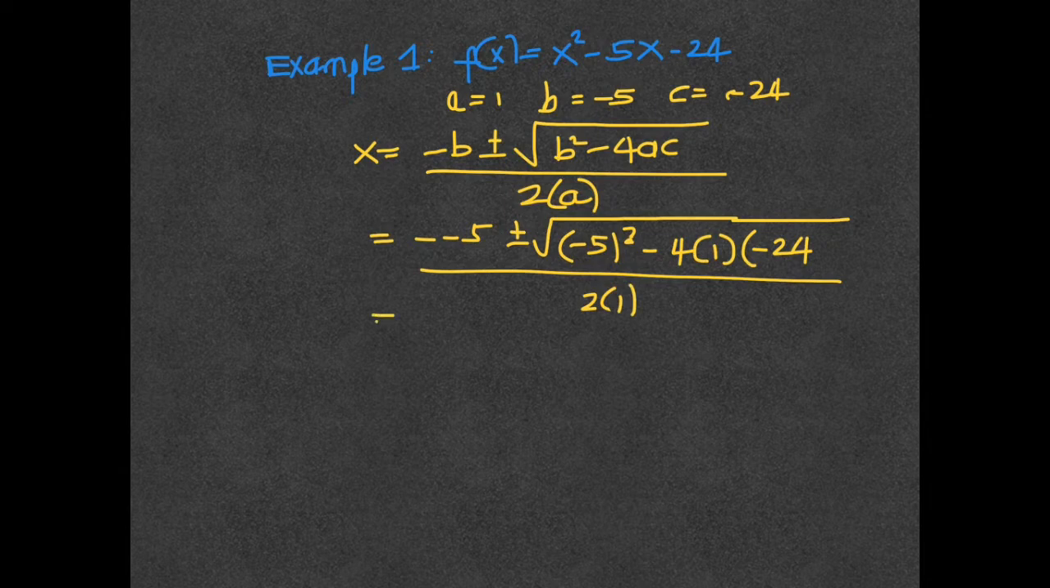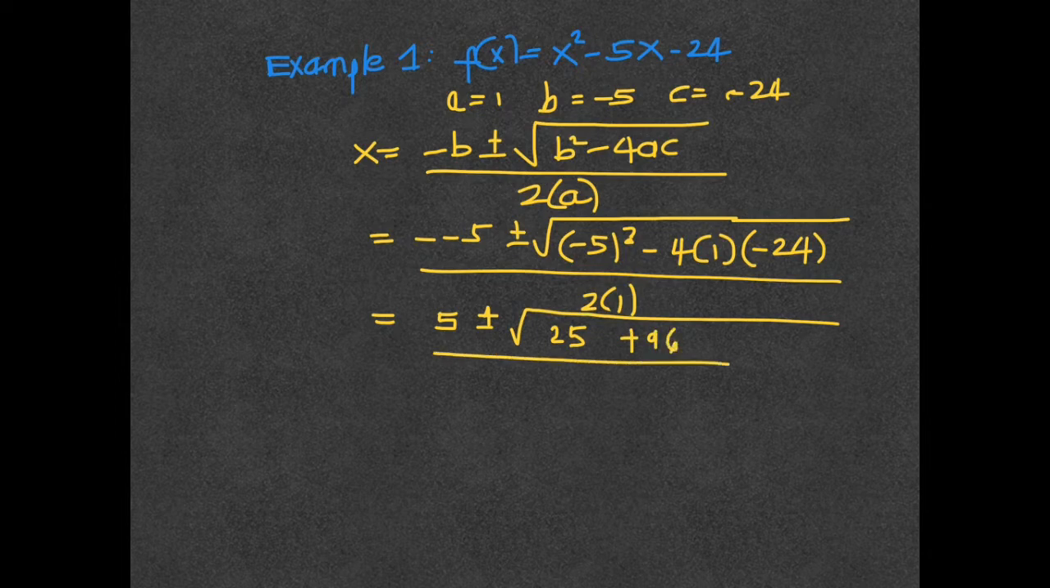Okay, so the negative of negative 5 is positive 5, and it's plus or minus the square root of negative 5 squared as the quantity is negative 5 times negative 5, that will be positive 25, and negative 4 times 1 is negative 4, and negative 4 times negative 24. Negative 4 times 1 is negative 4, times negative 24 is positive 96, so this is plus 96, all over 2 times 1 is 2. Okay, so let us now simplify.